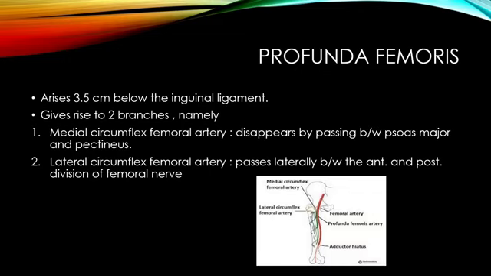The medial circumflex femoral artery disappears by passing between the psoas major and the pectineus muscle, whereas the lateral circumflex femoral artery passes laterally towards the femoral nerve, and it passes between the anterior and posterior division of the femoral nerve. As we can observe over here, this entire thing is the femoral artery. A small branch coming out here is the profunda femoris, 3.5 centimeter below the inguinal ligament, laterally, and directly from the profunda femoris we have two branches, the medial circumflex femoral artery and lateral circumflex femoral artery.